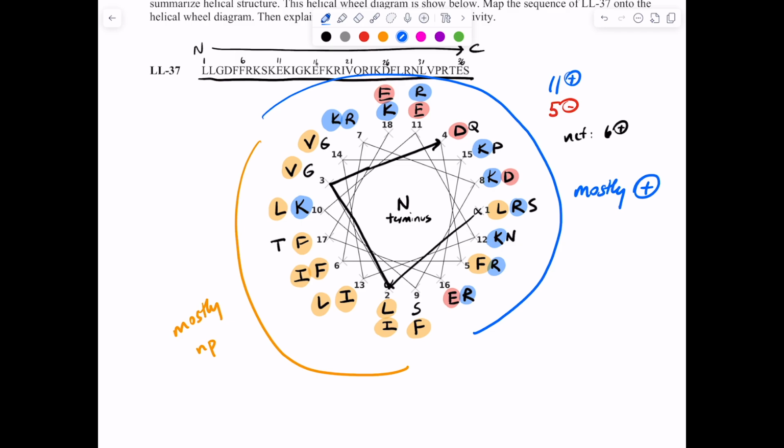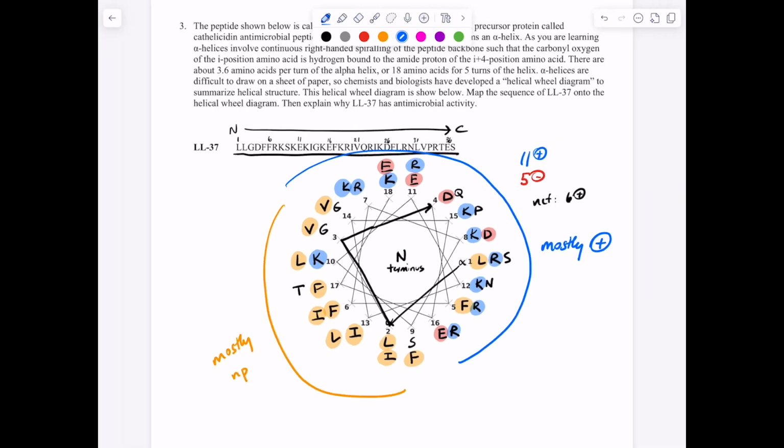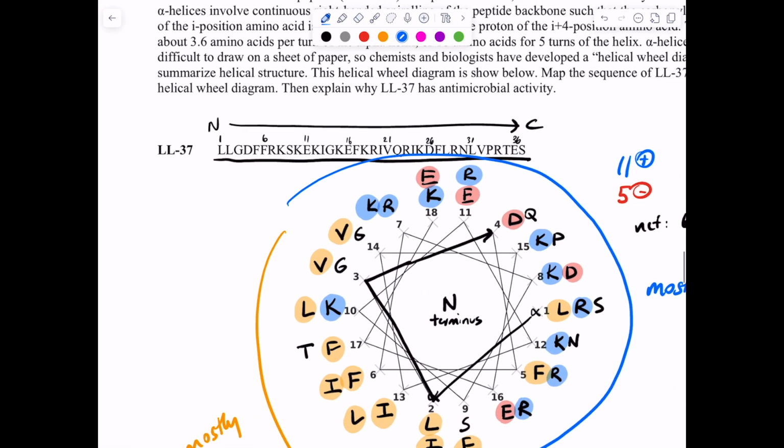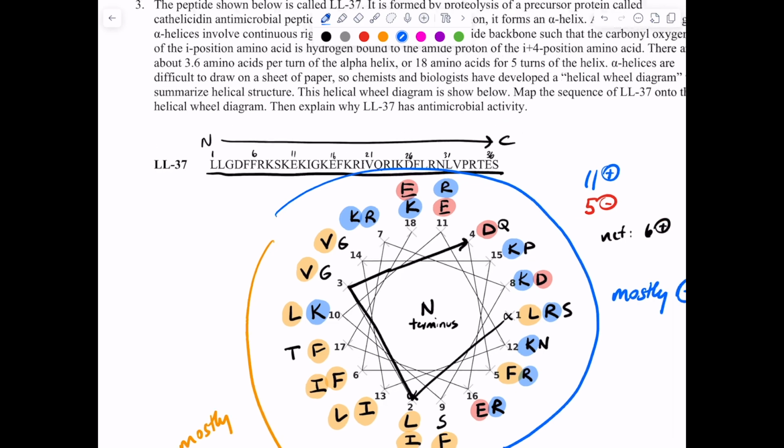The positive charges cause it to localize to a bacterial membrane, and then the nonpolar amino acids insert into the nonpolar interior of the lipid bilayer and start opening up channels. This is a molecule that actually your cells make. It's from the cathelicidin antimicrobial peptide family. It's named LL37 because the first 2 amino acids are leucine and it's 37 residues long.